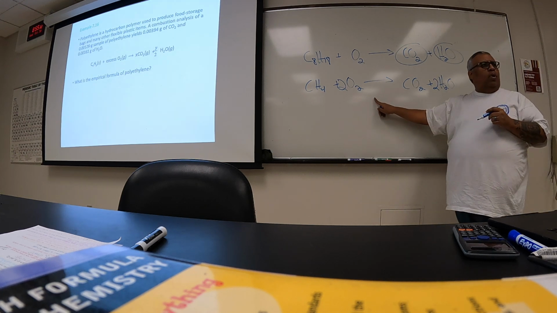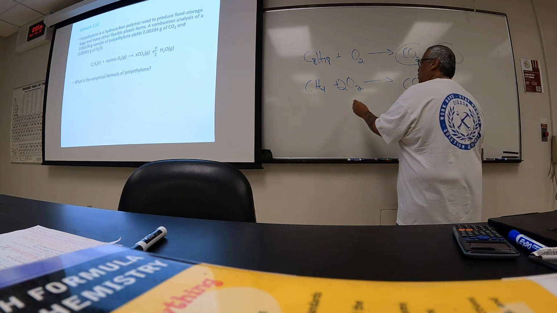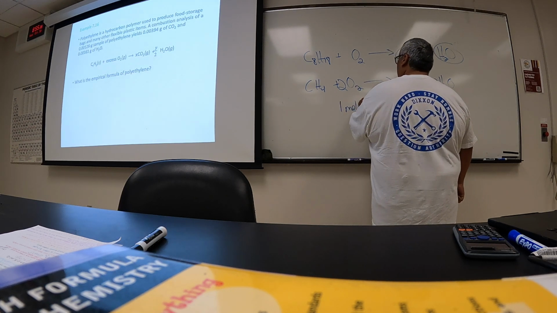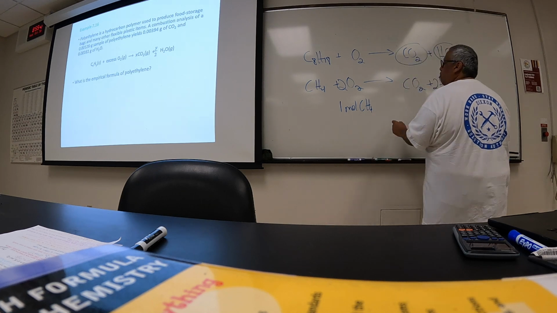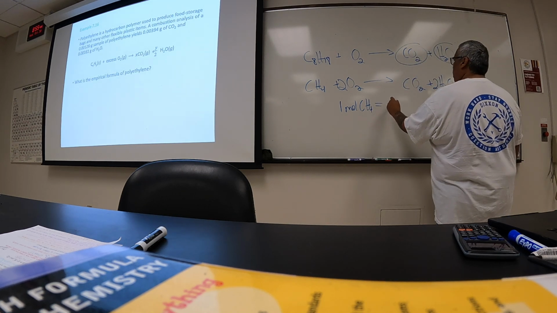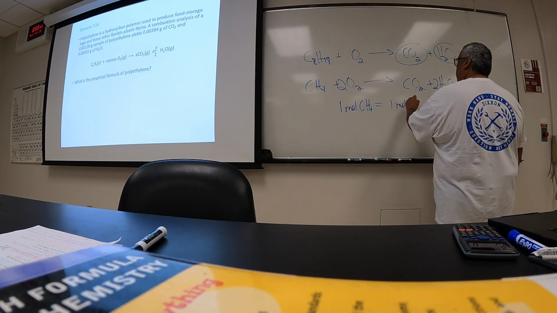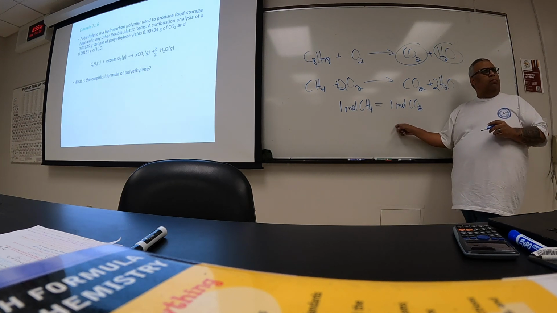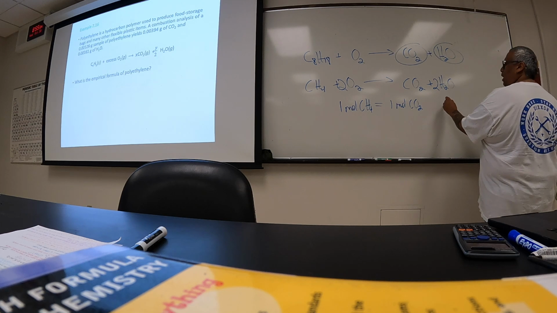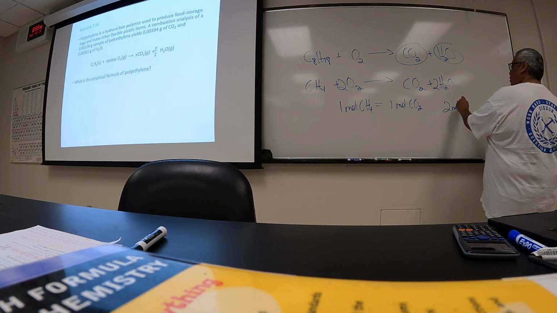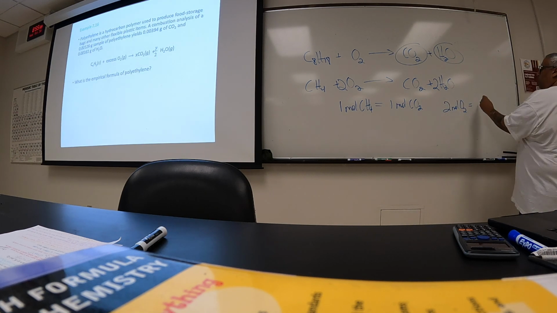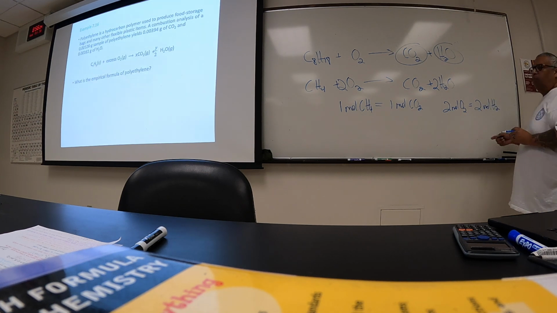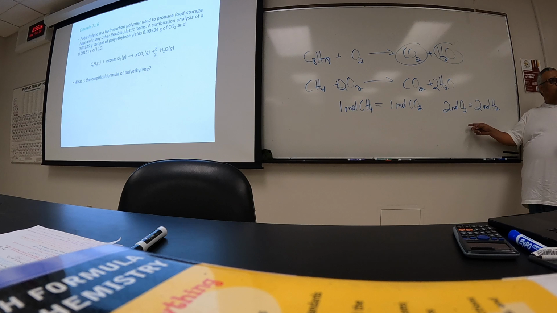If I use this and write a stoichiometric ratio, I can say that for every 1 mole of methane, we get 1 mole of CO2. Does everybody see where I got these from? And I'll write another one. For every 2 moles of oxygen, we're going to produce 2 moles of water. Everybody see where I got this from? We're good?